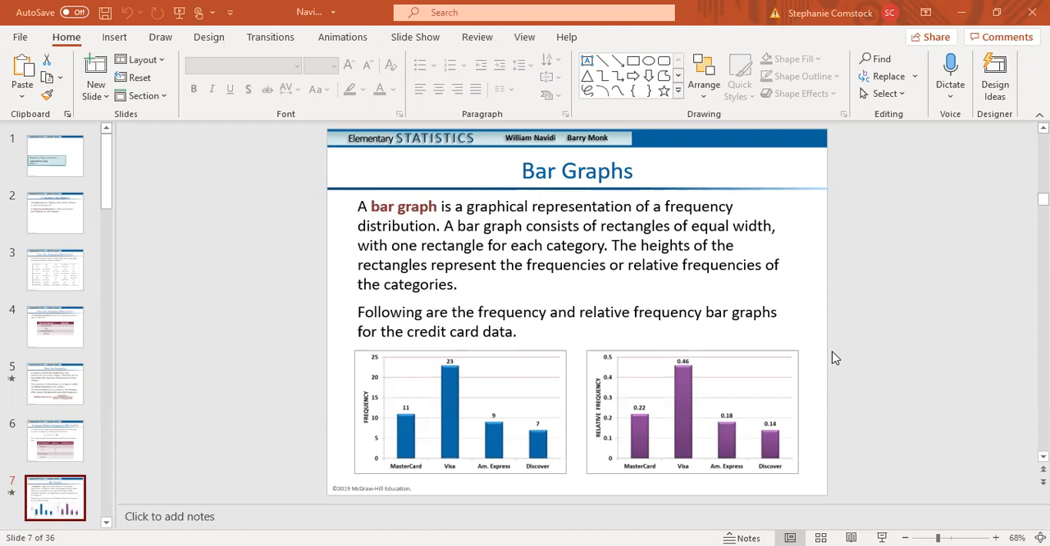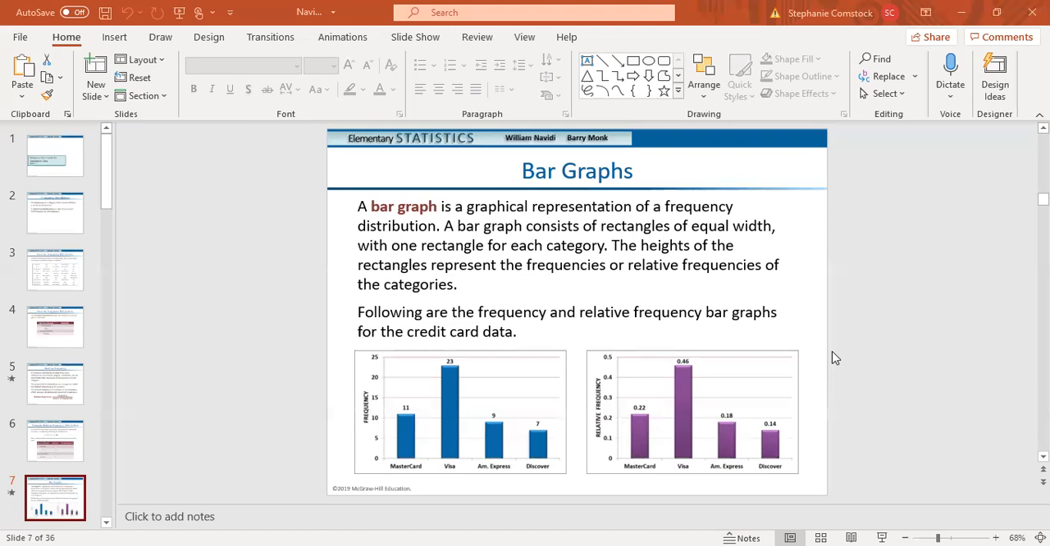This one, they've just done frequency. So the 11 MasterCards, the 23 Visas, and so on. On the right-hand side, in the purple graph, this is where they've done the relative frequency with the 0.22 or the 0.46. Notice that the graph shape is the exact same. So there should not be a difference: if Visa was the tallest quantity or the highest frequency in one, it should not all of a sudden not be the tallest bar in a relative frequency graph.